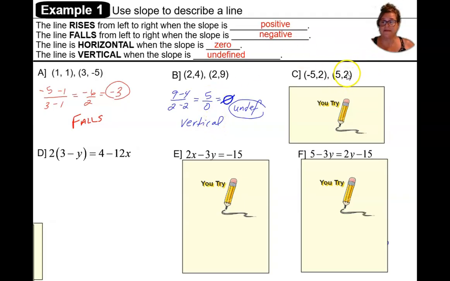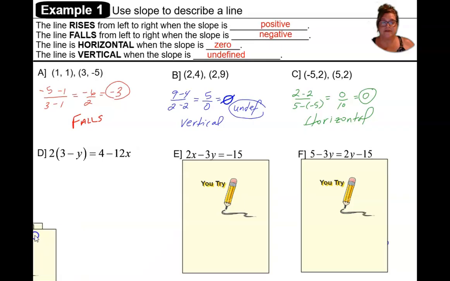In example C, we're going to subtract 2 minus 2 divided by the quantity 5 minus -5. And 2 minus 2 is 0 in the numerator.